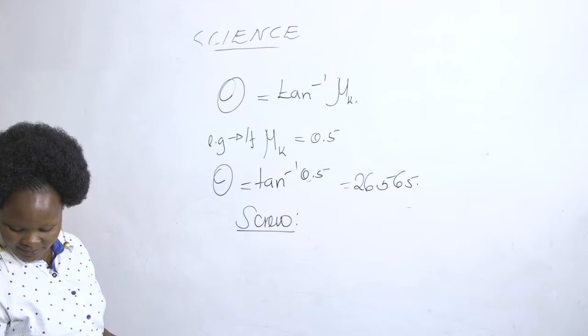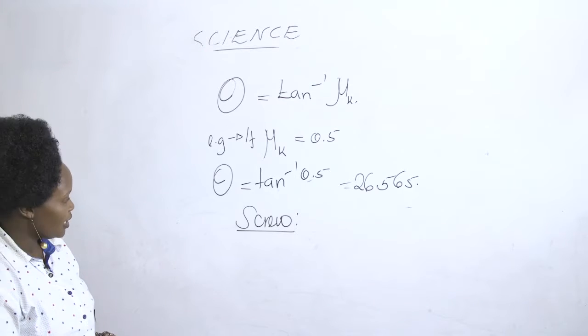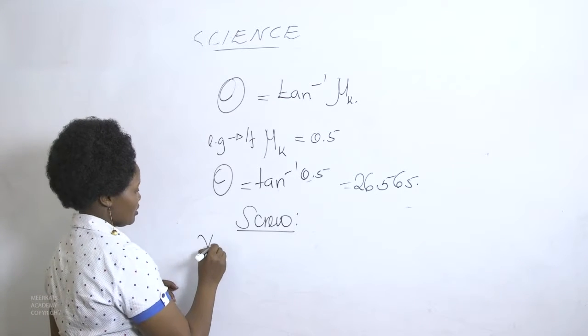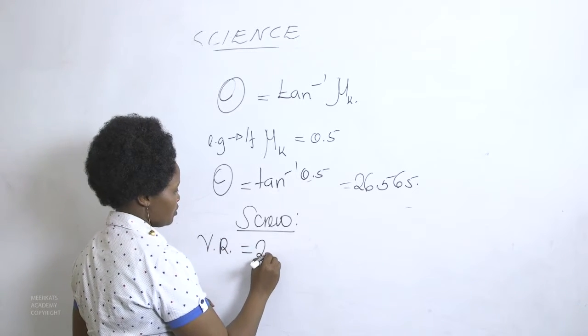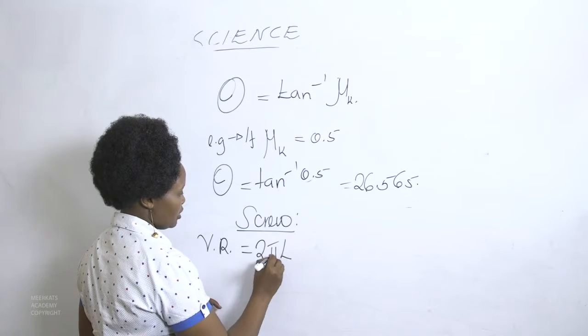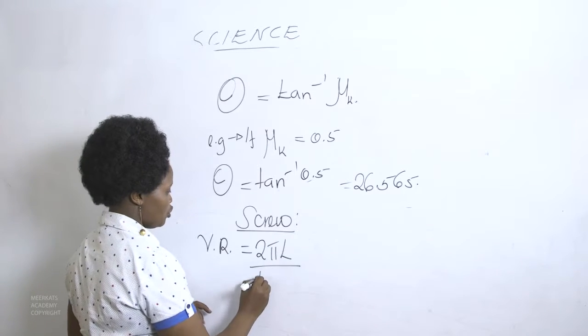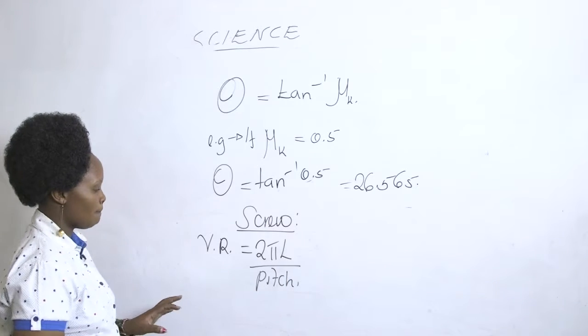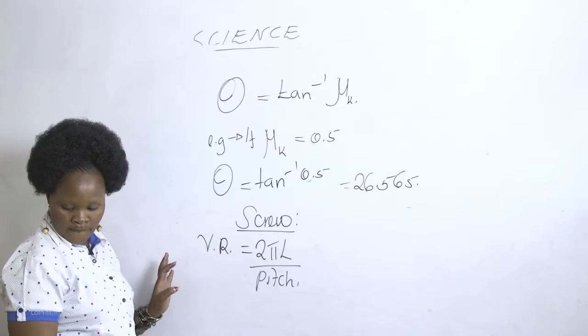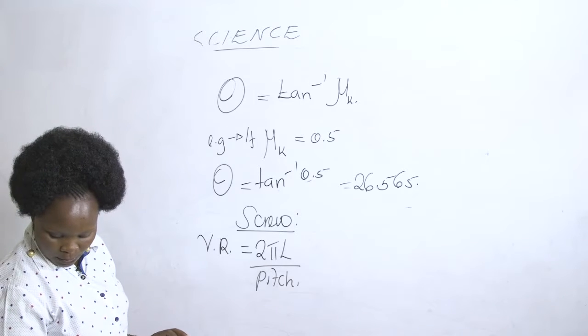The next one is the screw. The velocity ratio of a screw is 2 pi L over the pitch.